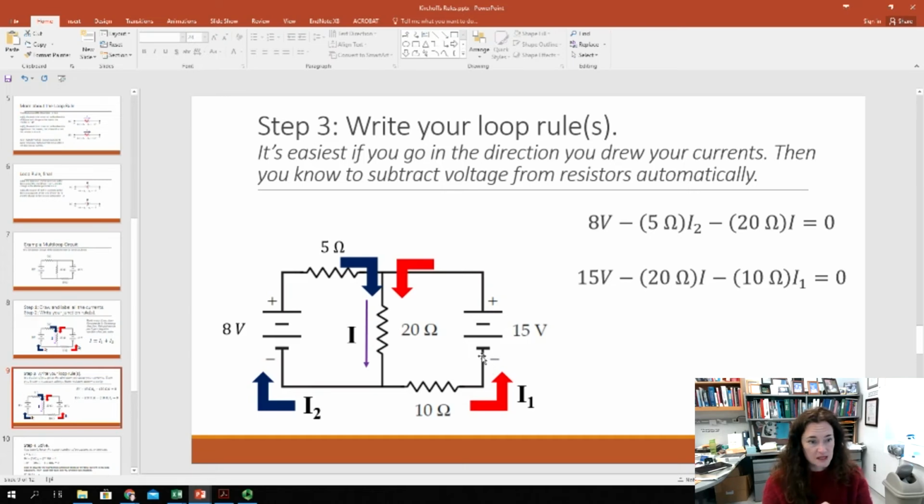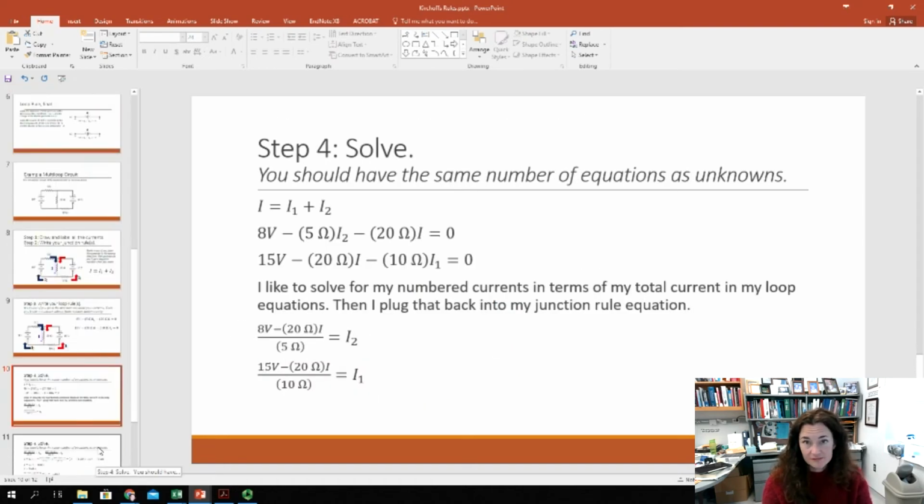So I've got all my loops labeled. Alright, my loop rules are written. Now on to step 4, solving. It's important when you have to solve any kind of system of equations that you have the same number of equations as unknowns. Your equations will be your loop rule or rules, right? And your junction rule or rules. So you've got all of those.